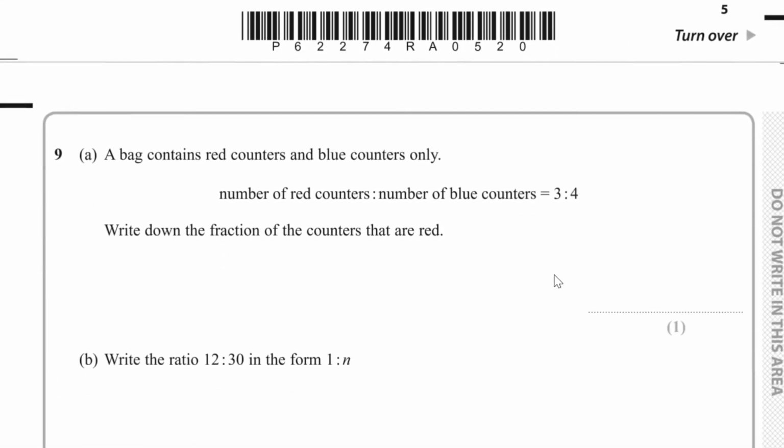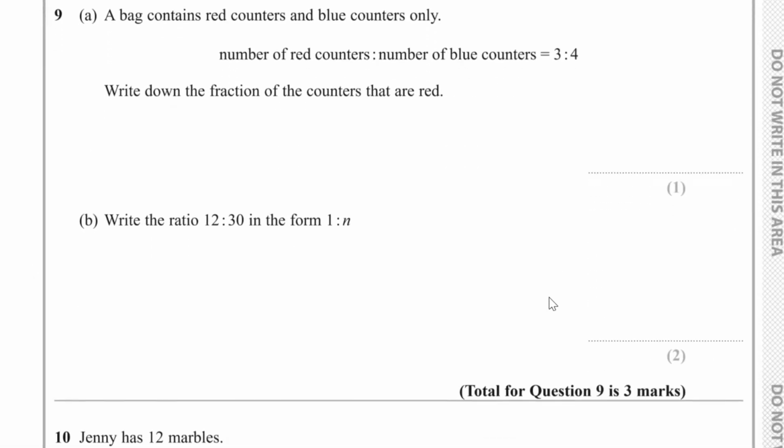Okay, so now for question number 9, for part A, a bag contains red counters and blue counters only, and the number of red counters to the number of blue counters is in the ratio 3 to 4, and we have to write down the fraction of the counters that are red. So for this question, you can see here we have 7 in total, and of those 3 of them are red.